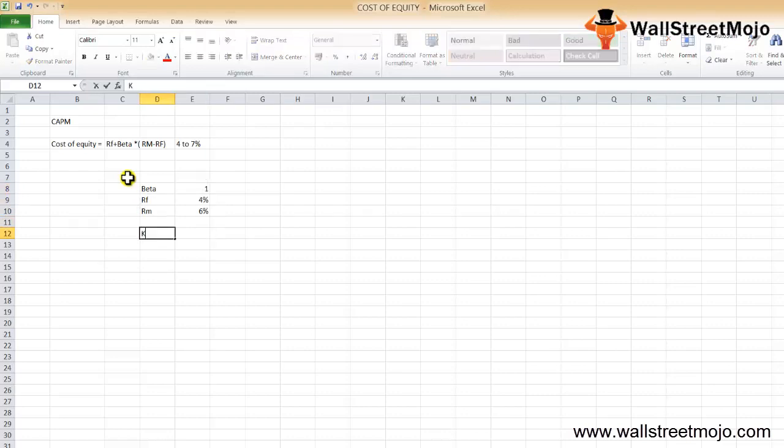KE is equal to RF, that is 4%, plus 1 into 0.06 minus 0.04, and that will give you your final answer, which is 6%. So what is the interpretation of the cost of equity? KE is not a responsibility of the company as such. It is the rate which the company needs to generate to allure the investor to invest in the stock at the market price. And that's why KE is also referred to as the required rate of return.